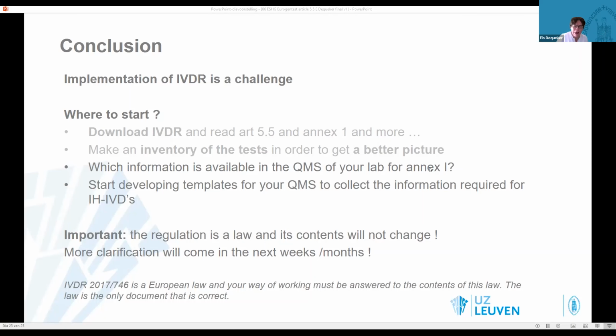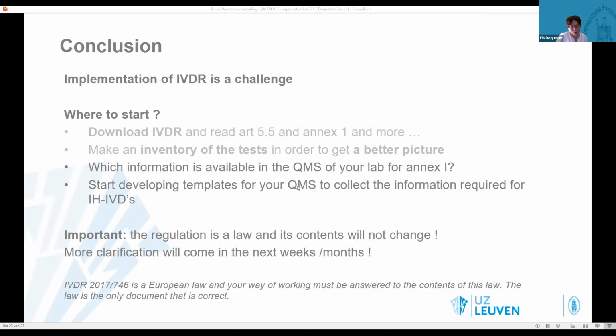So start developing a template which is manageable for your quality management system, where you can explain to your people in the lab or to your colleagues, depending on who is making the template, where you can find this in our quality system. Mostly we document it in the validation report, or this is mentioned in the general procedure, or this is mentioned there and there. So we can start, we need to start, because we need to be compliant already.